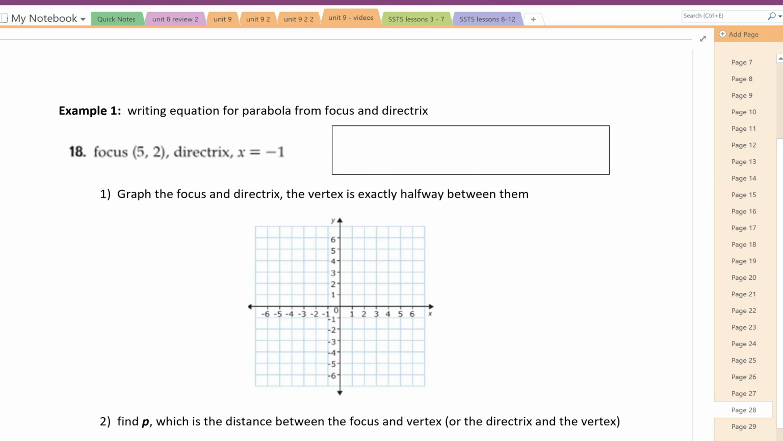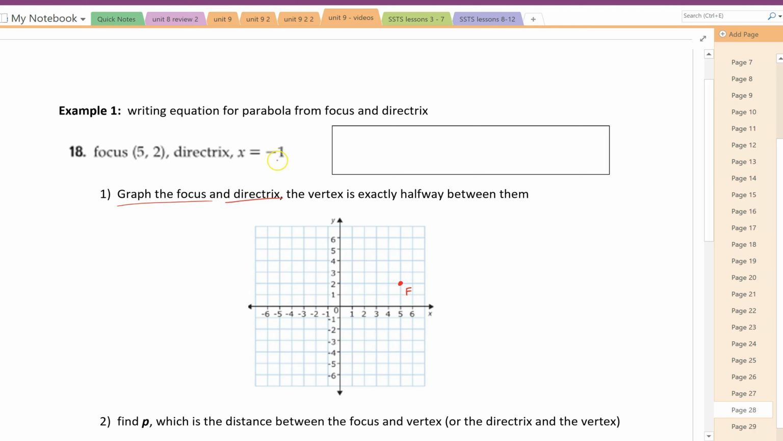Let's do some examples. Number 18 here says the focus is at (5, 2), and the directrix is at x equals -1. So the first thing to do is graph both of those. So I'm going to graph the focus and the directrix. Focus is at (5, 2). That means x is 5, y is 2. So there's the focus. I'm just going to put a little f there so I remember what that is.